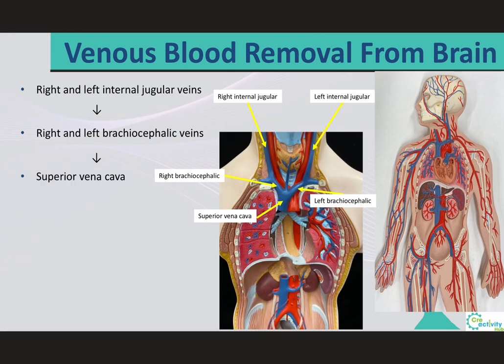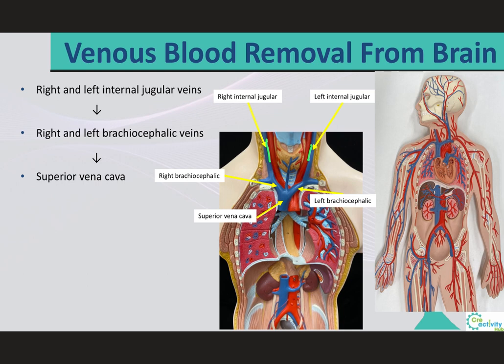So on the previous slide, we were talking about the arteries, which are the ones that supply oxygen-rich blood to the brain. And now we need the blood vessel that will remove the waste products and the carbon dioxide from the brain back to the heart. So these will be the right and left internal jugular veins, which will pass through the jugular foramen.